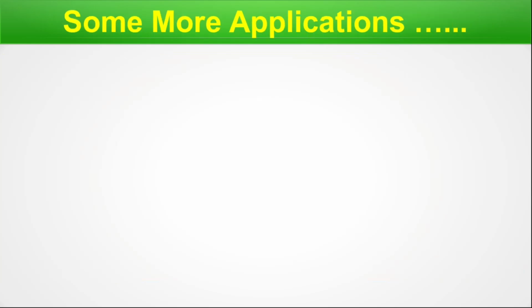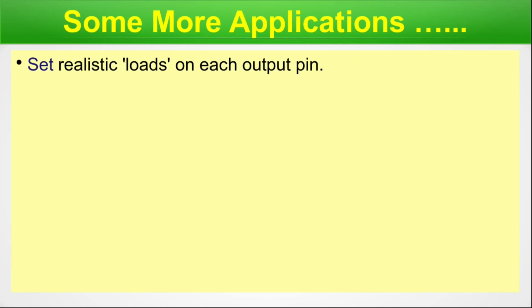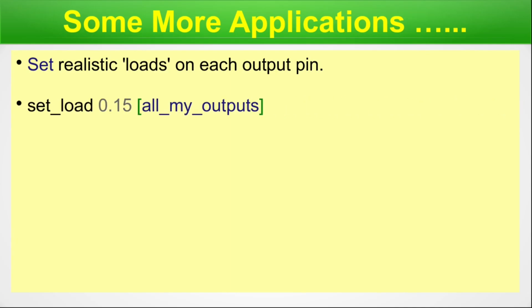So let's move on. Some more applications. Apart from the timing, we can do something with the design constraints commands. Let me show you how. Set realistic loads on each output pin. Set load 0.15 to all my outputs. This is how we can also add a load value.